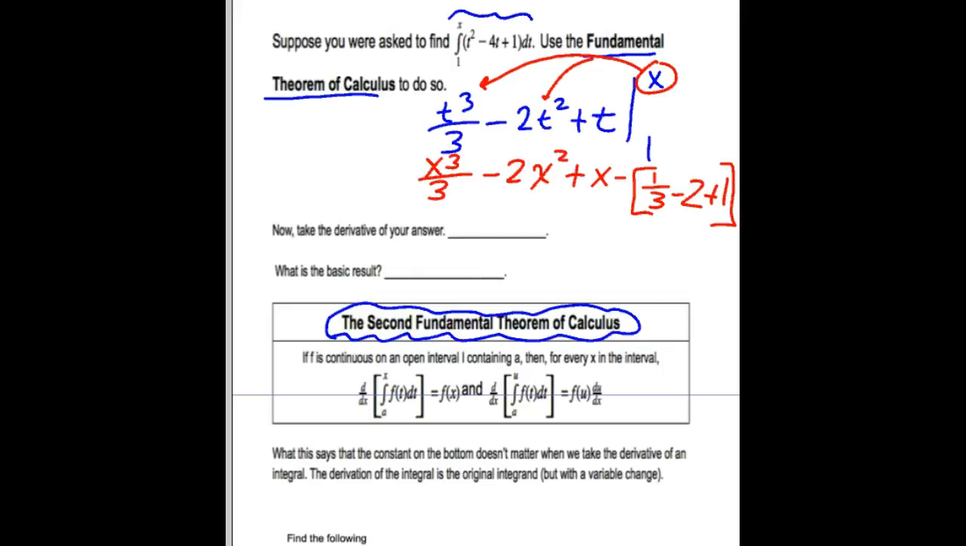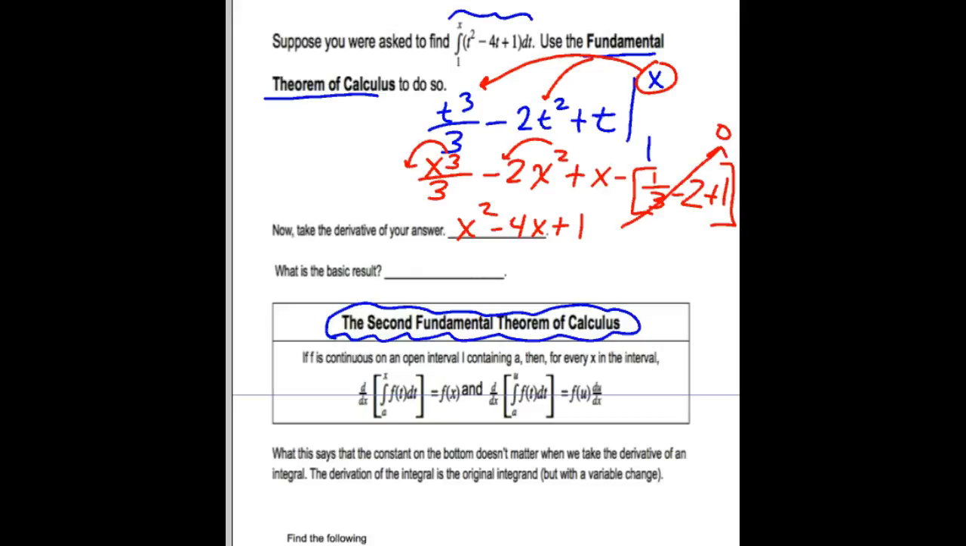It says now take the derivative of your answer. So watch, I'm going to now take the derivative of this. Remember, derivatives, power out front knocks it down 1. So this becomes 3x squared over 3, or just x squared. This becomes 4x to the first, and the derivative of x is 1. Why didn't I care what this was? Yeah, it's a constant, so its derivative is 0.